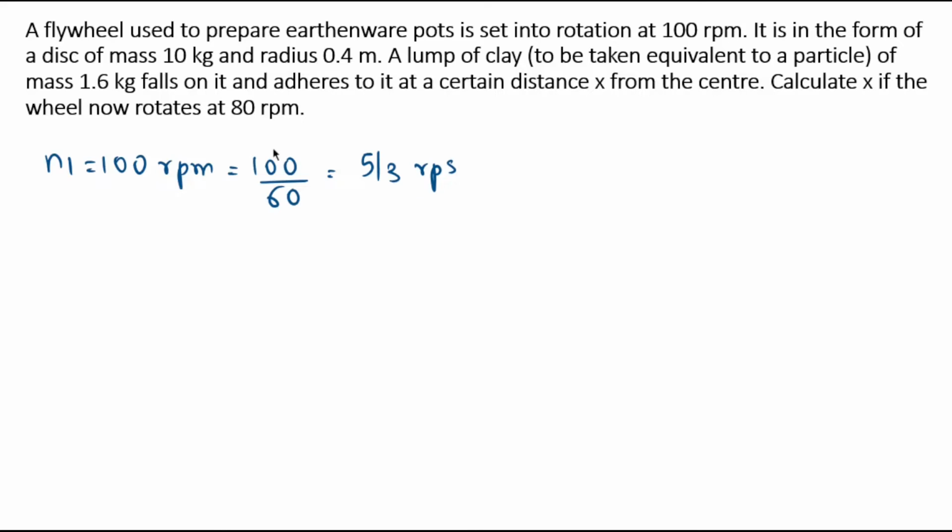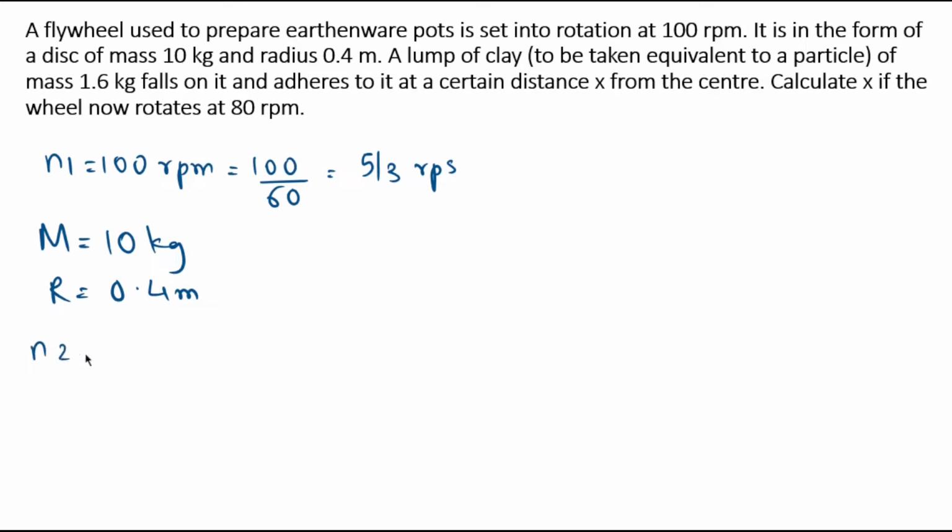It is in the form of a disc of mass 10 kg. So the mass is given to us as 10 kg and radius 0.4 meters. A lump of clay, which is to be taken equivalent to a particle of mass 1.6 kg, falls on it and adheres to it, which means that it sticks to it at a certain distance x from the center. Calculate x if the wheel now rotates at 80 rpm.